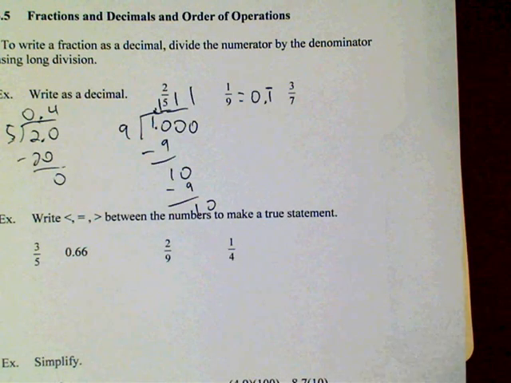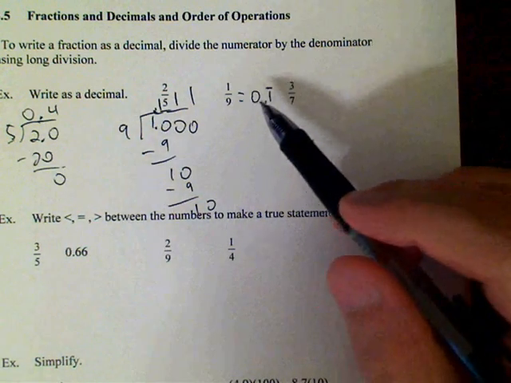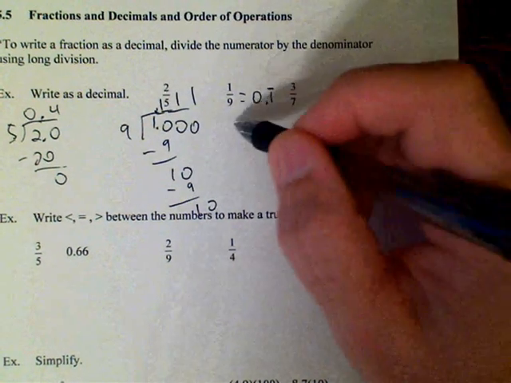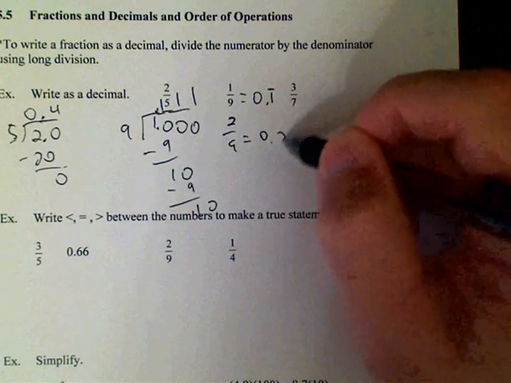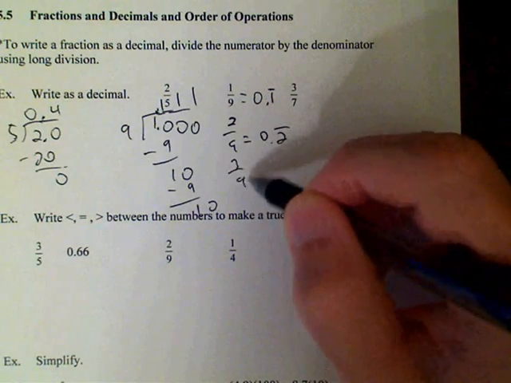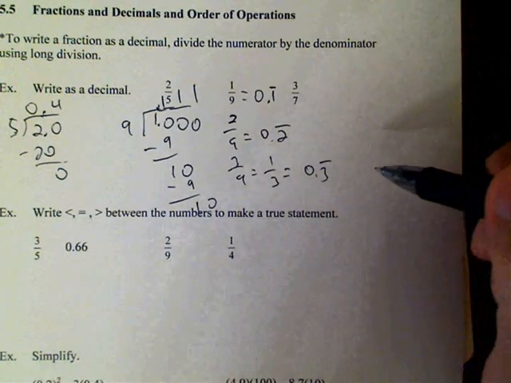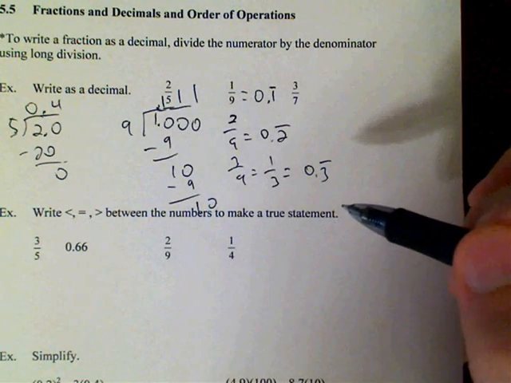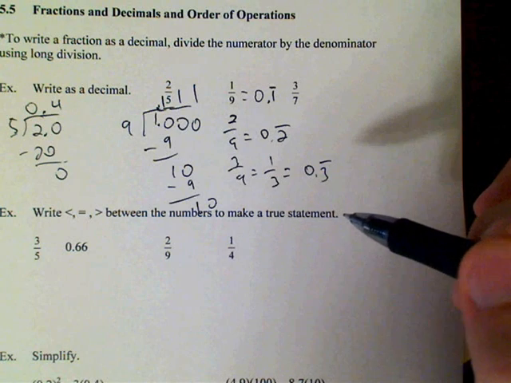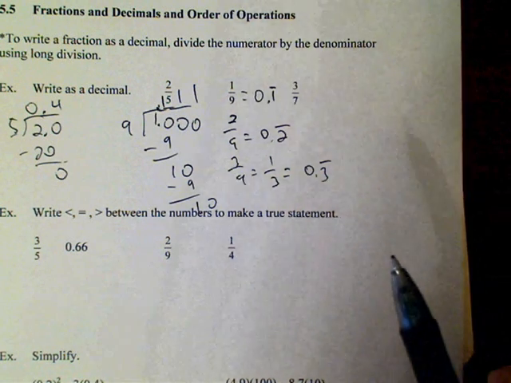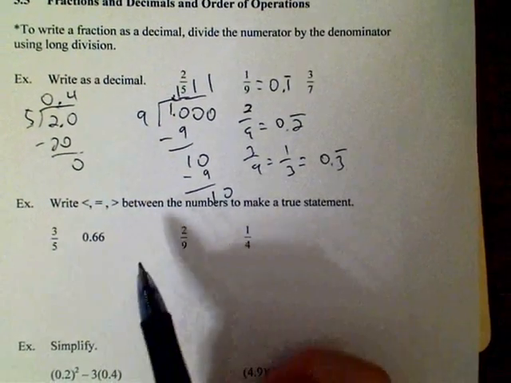Let's go back to the 1/9. 1/9 is 0.1 repeating. Guess what 2/9 is? 0.2 repeating. Guess what 3/9 is? It's the same as 1/3. 1/3 is the same as 0.3 or 3 repeating. Keep that in mind. Guess what 4/9 is? 0.4 repeating. Guess what 5/9 is? 0.5 repeating. So little things like that can save you a lot of time, especially for other questions like this.